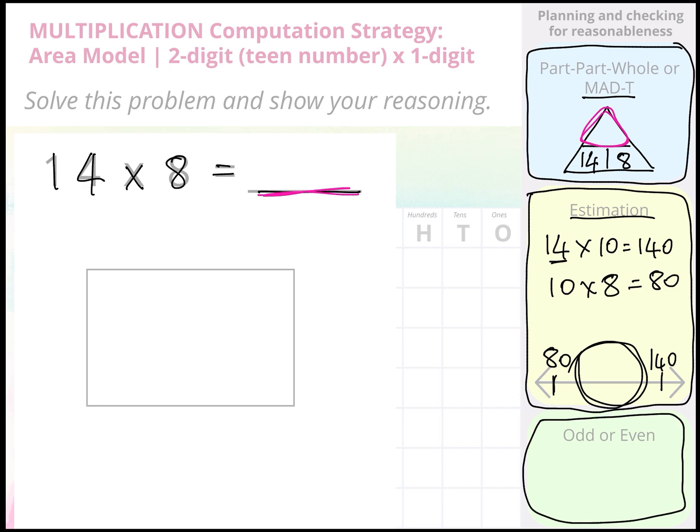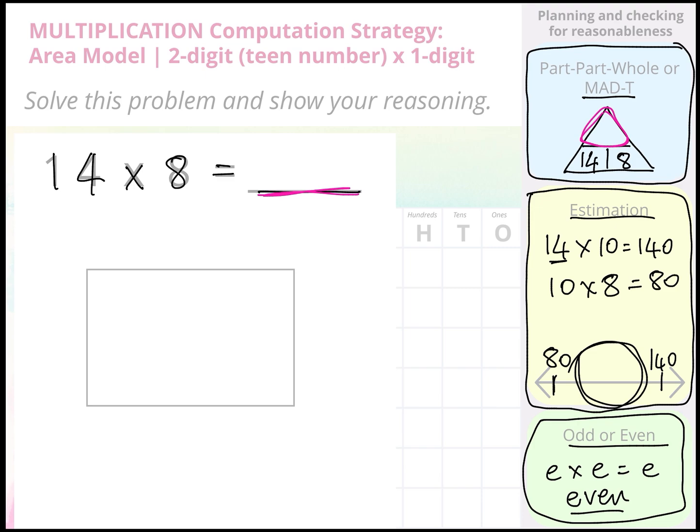All right, now let's have a look and see if the answer is going to be odd or even. This time I have an even number in 14 multiplied by an even number in 8, so the answer is going to be even. All right, now let's get to the real work.